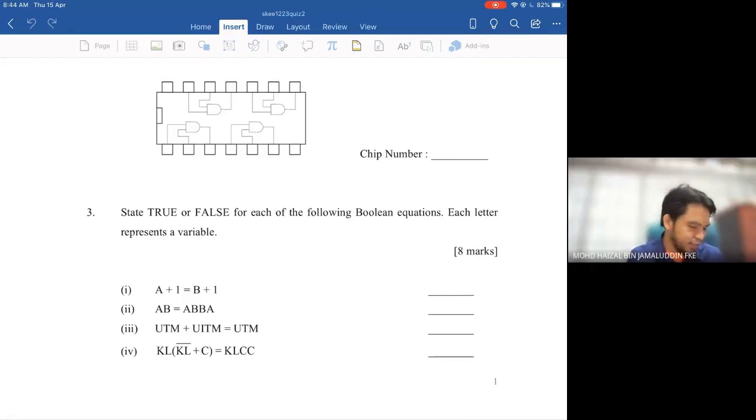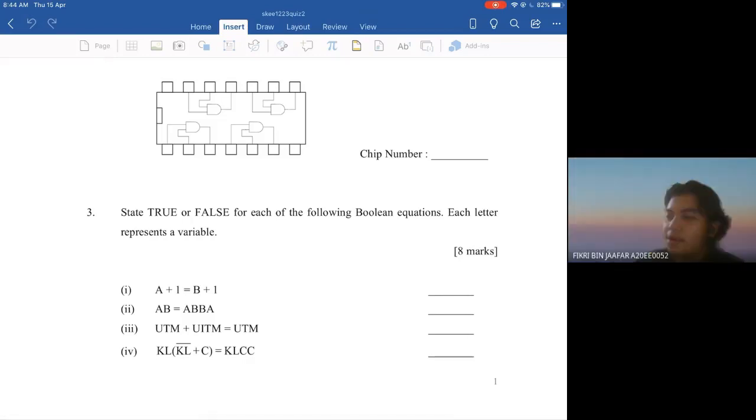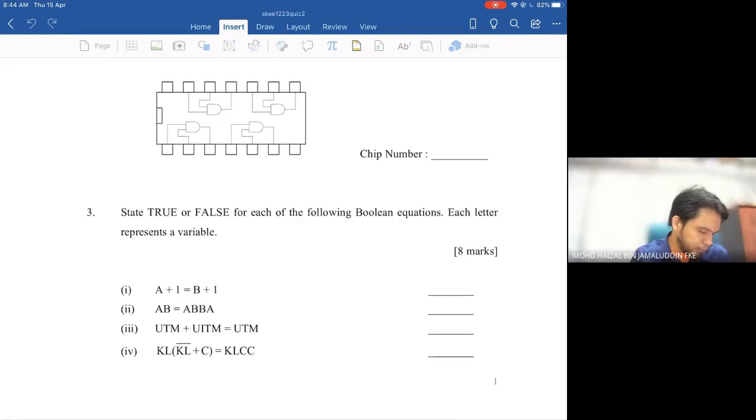Okay, it's correct. UTM times (1 plus UITM), so 1 plus UITM is 1. So it's equivalent to UTM. But in reality, it's not the same, right? Okay. So next, KL bar plus C. False. So, salah. Salah atau salah je kan? Alright. Okay, this is wrong. This is maybe C jawapannya. KL, if you enhance, so you have KLC, 1 plus KLC. So it's just KLC.